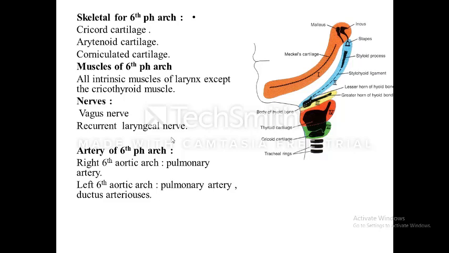Okay. The artery from the right aortic arch will give me the pulmonary artery, and from the left aortic arch will give me the pulmonary artery and the ductus arteriosus, which we will take in detail in the development of the cardiovascular system. As we finished the arches, we took the first pharyngeal arches, second pharyngeal arches, third pharyngeal arches, in addition to the fourth and sixth pharyngeal arches; the fifth pharyngeal arch disappears.